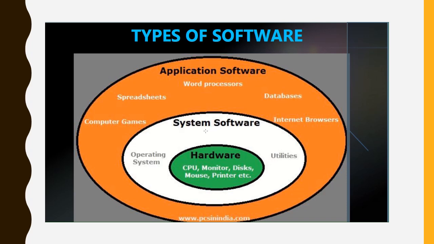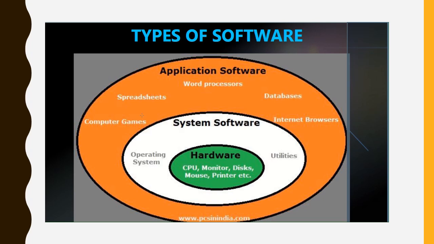So what are the two types of software? There are two types. First one is system software and second one is application software. Now system software comprises two things: the operating system, in which all the applications run, and its utilities. Now what is application software?